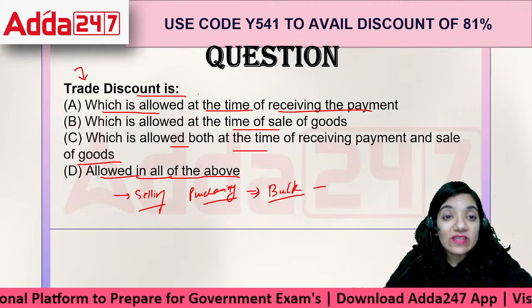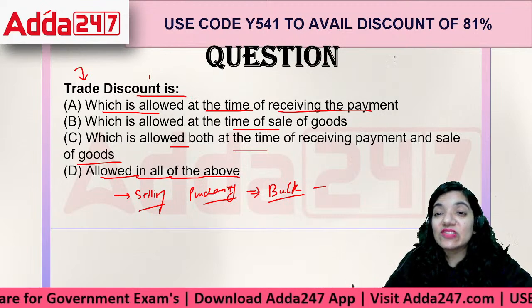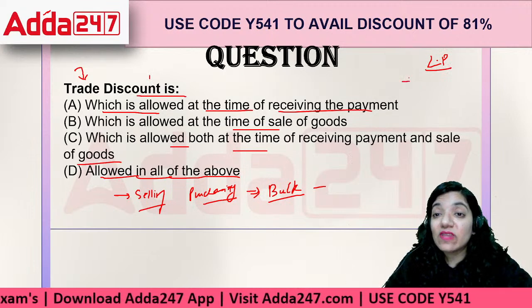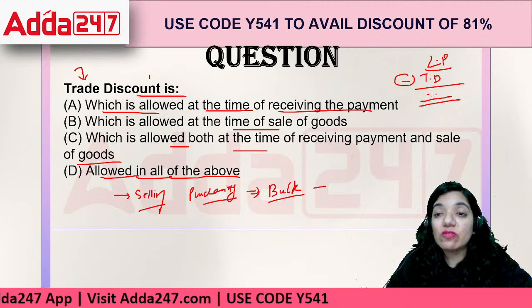But there is one more rule. Trade discount is never shown in the books of accounts. It's just shown in the calculations. That means you note down the list price, then from there you deduct the trade discount, and whatever you are left with is your actual amount. So that is it.